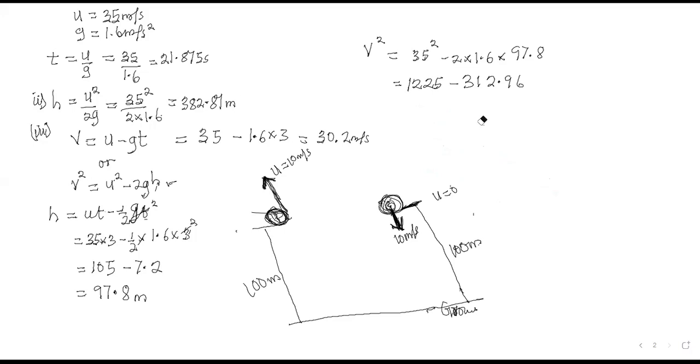So while Q is projected vertically downward with the same speed, calculate the time interval between the arrival of P and Q on the ground.